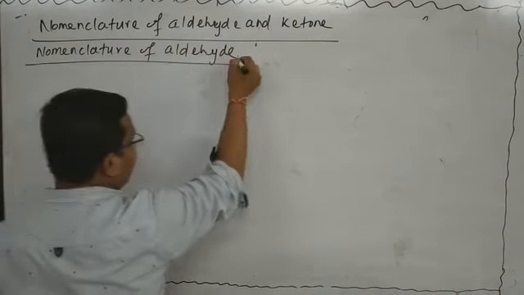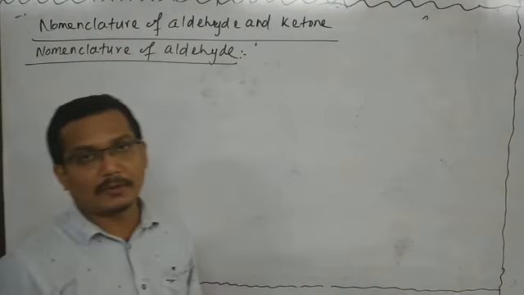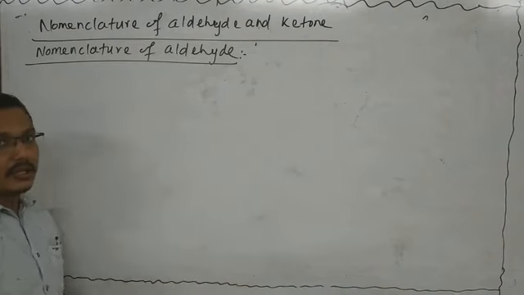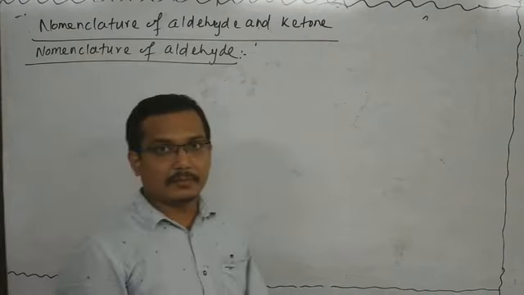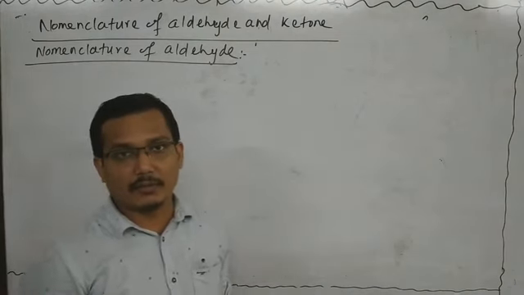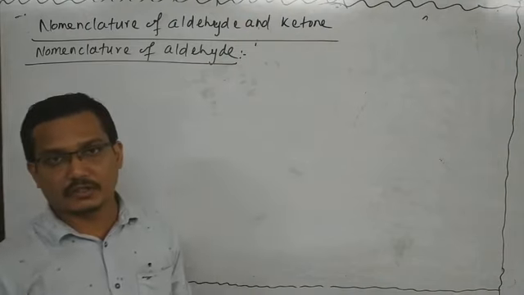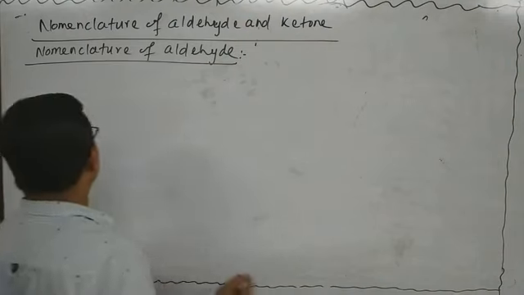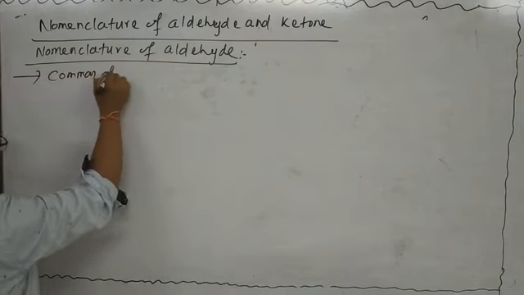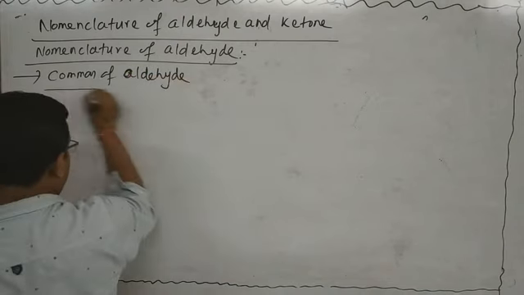For nomenclature of aldehyde, generally there are two types of system. One is a common system, another is an IUPAC system. According to the common system, the name is considered as the common name, and according to the IUPAC system, the name is considered as the IUPAC name. Let me discuss the common name of aldehydes first.